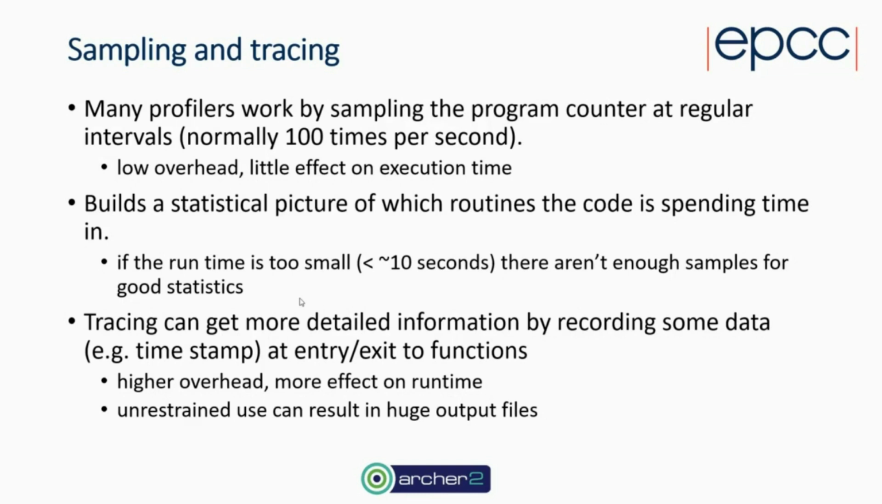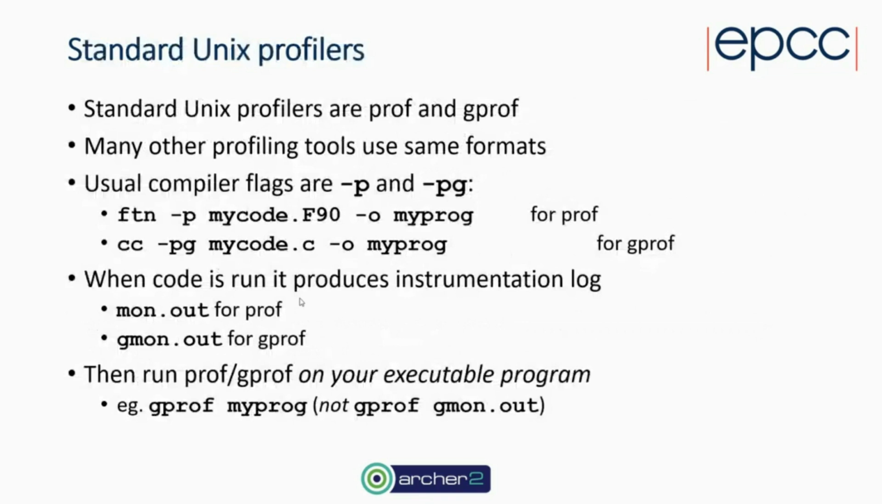If the runtime is too small, or there are lots and lots of small function calls, this way of profiling won't necessarily give you the most accurate data, because there may not be enough samples, or enough samples of different routines, to give you good statistics. There you can use tracing instead, which records in much more detail every time a function is called or every time a line is run. It can have a higher impact on runtime and can produce very large amounts of output.